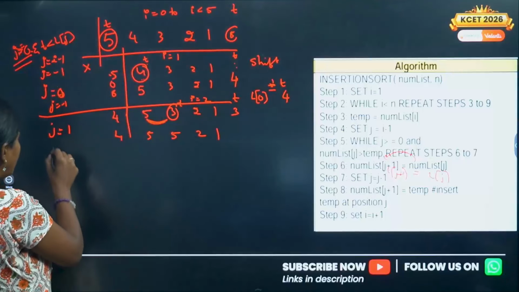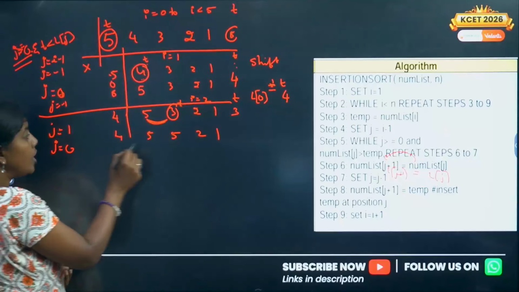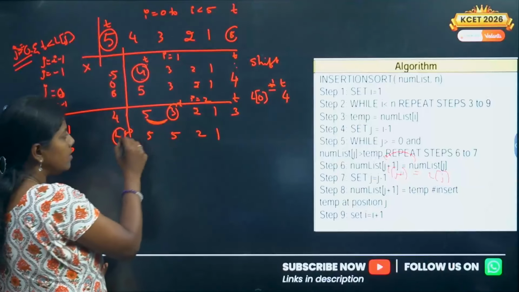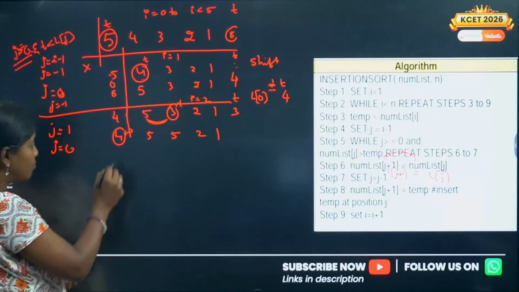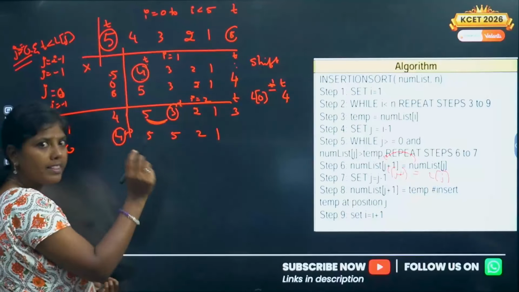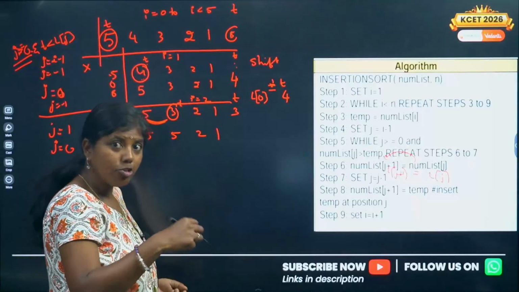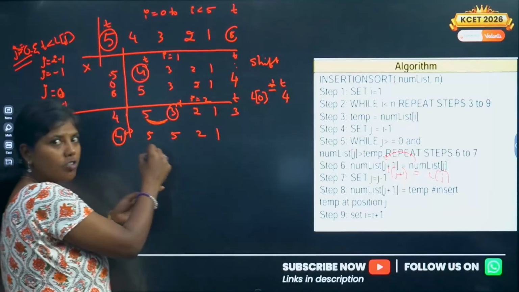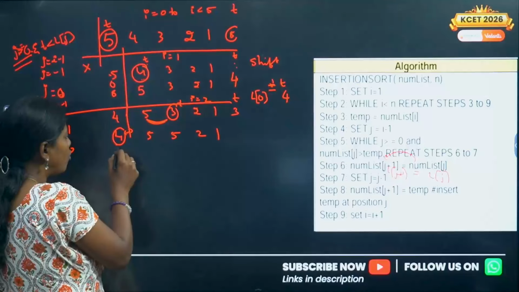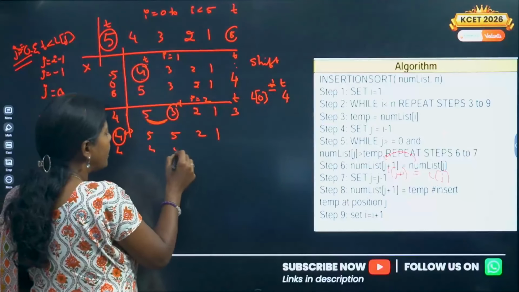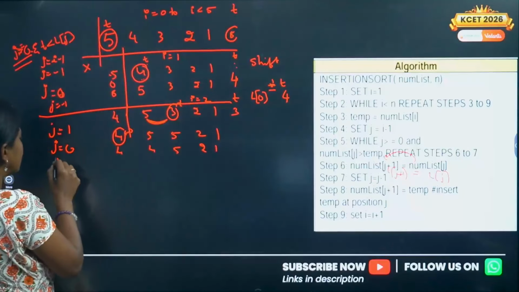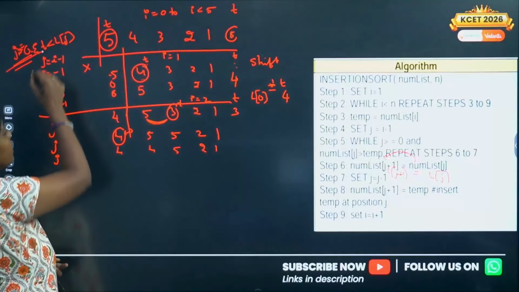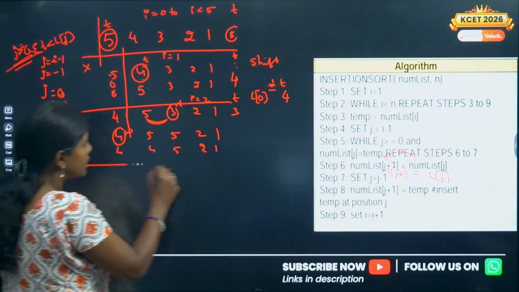Next, what will I do? I will take J is equal to 0. See, this has to be compared with this. 0 is this only. This I am going to compare. 3 less than 4? Yes, it is less. Again, you shift it. L of J to L of J plus 1 means 4 only. 4, 4, 5, 2, 1. And J is equal to what? Minus 1 does not satisfy the condition because it has to be greater than or equal to 0.